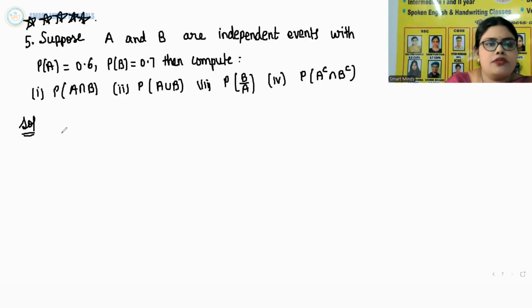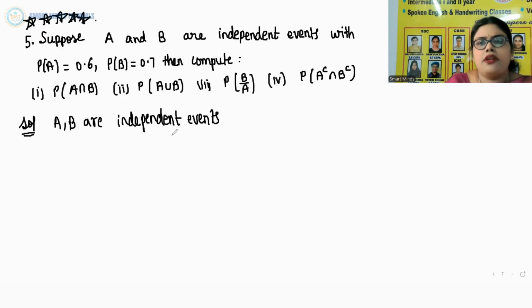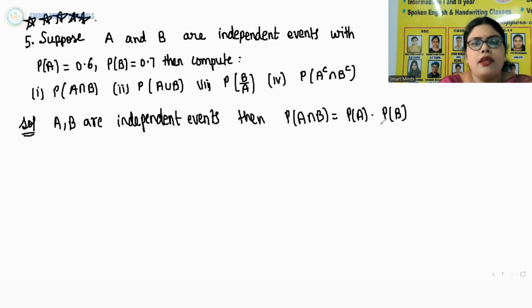So here we will use independent events. A and B are independent events. Independent events means change in the first event will not affect the other. So whenever A and B are independent events, then you can take P of A intersection B is equal to P of A into P of B. This is the condition for independent events.